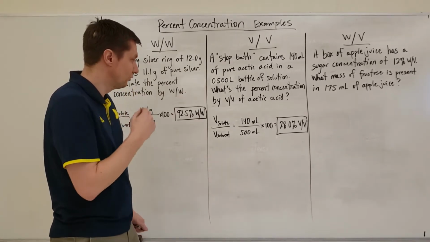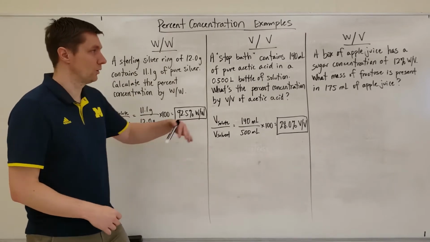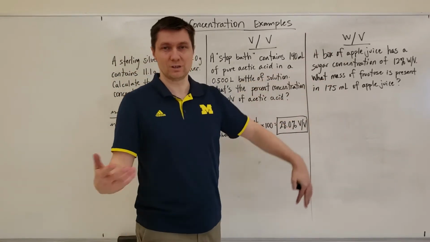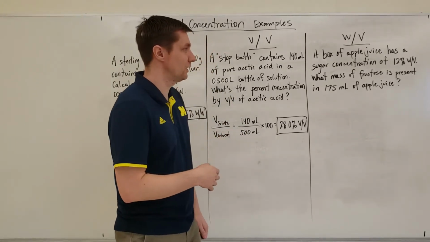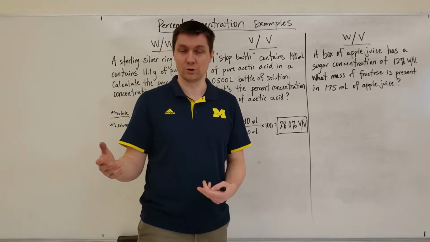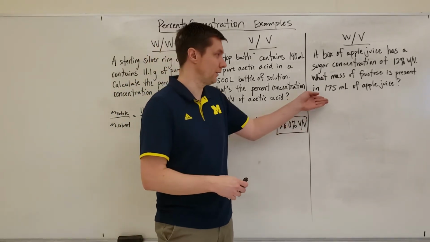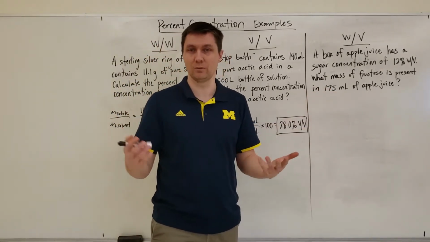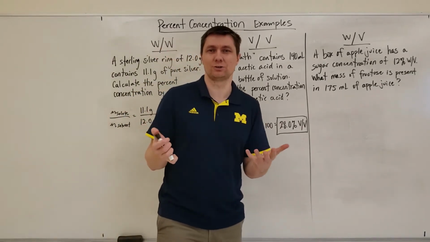Instead of giving you both the volume and the volume, or the weight and the weight, or in this case, a weight and a volume to calculate a percentage, they've given you the percentage, and it wants you to calculate the mass of fructose, the sugar that's in apple juice, in a 175 milliliter sample of that juice.